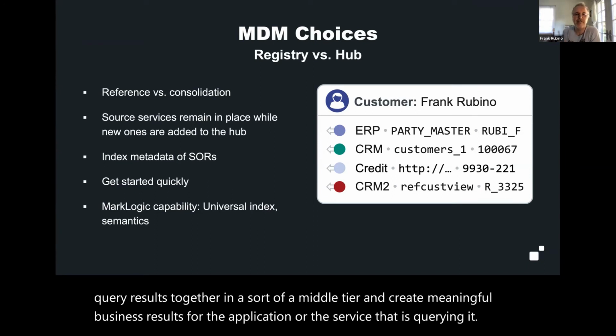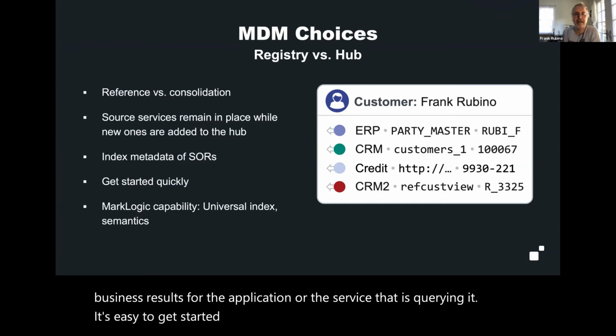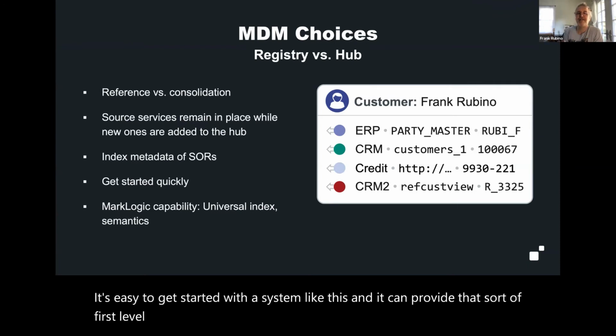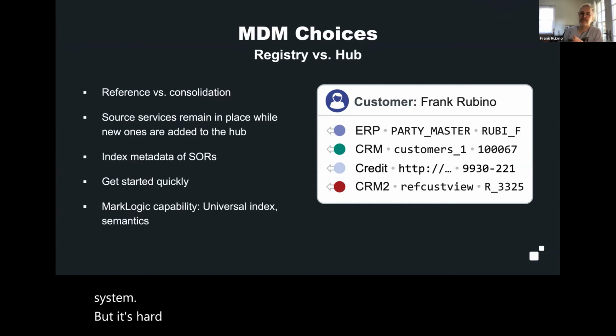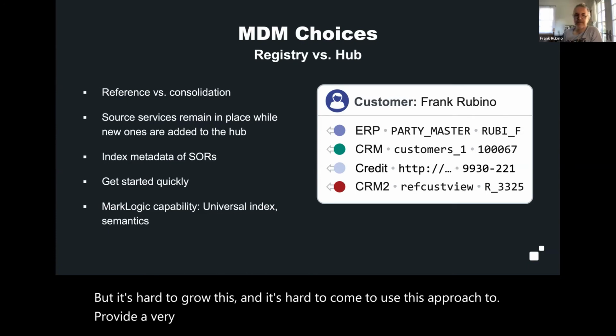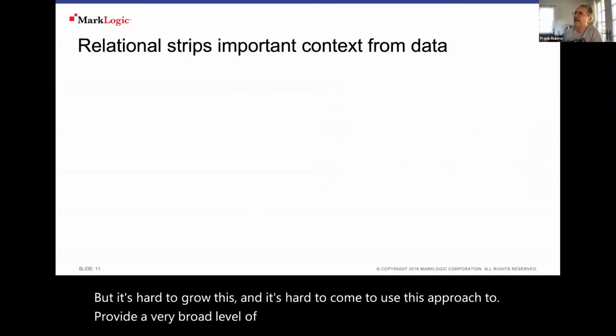It's easy to get started with a system like this, and it can provide that first level of business value that you need to get out of an MDM system. But it's hard to grow this, and it's hard to use this approach to provide a very broad level of service. And so that's why people, yeah, right.